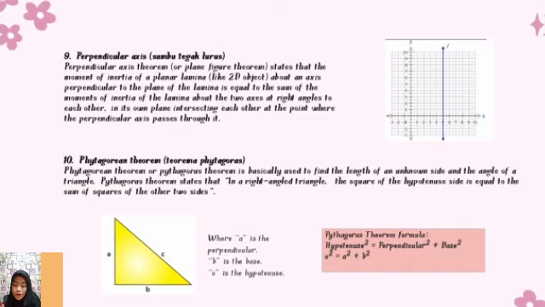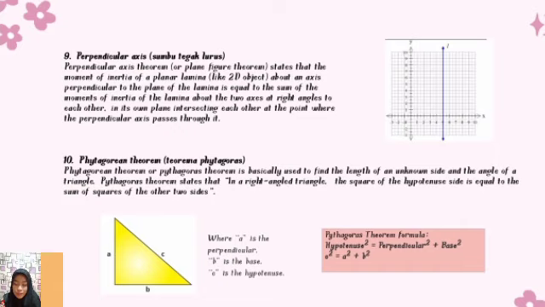Perpendicular axis theorem, or plane figure theorem, states that the moment of inertia of a planar lamina, a two-dimensional object, about an axis perpendicular to the plane of the lamina is equal to the sum of the moments of inertia of the lamina about the two axes at right angles to each other. It is on planes intersecting each other at the point where the perpendicular axis passes through it.